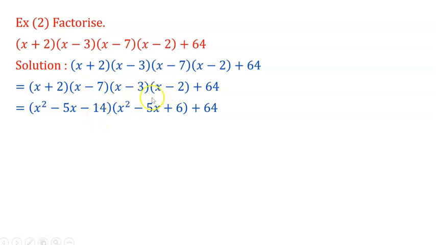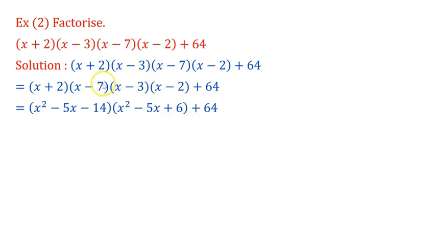And the product of these two brackets again: x square, next x into minus 2, you will get here minus 2x, and minus 3 into x, you will get here minus 5x. Okay, and the last, that is minus 3 into minus 2, you will get here plus 6.